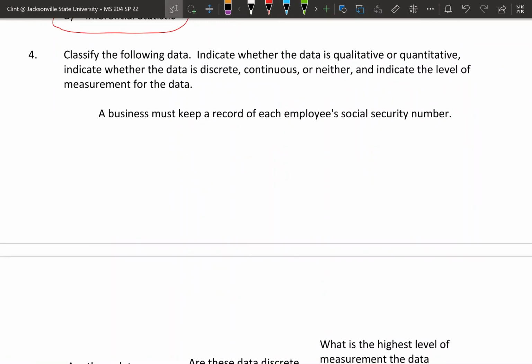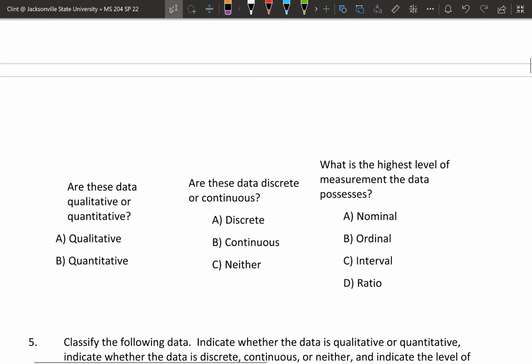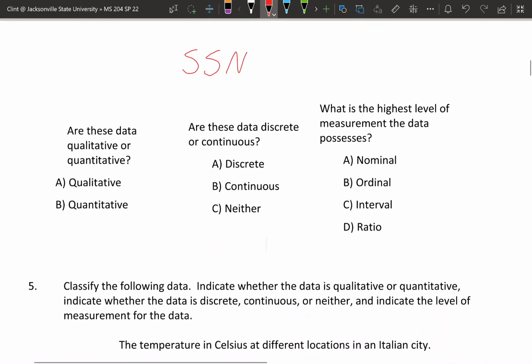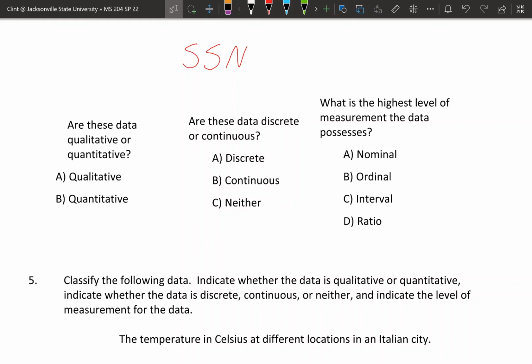Number four, and sorry, this one's kind of split between two pages here. We're wanting to classify this data. We're told that a business must keep a record of each employee's social security number. So the data is a social security number, and I'll rewrite that here. Okay, we're looking for social security number. We want to know, would that be qualitative or quantitative? That one's a little bit tricky because it is a number.